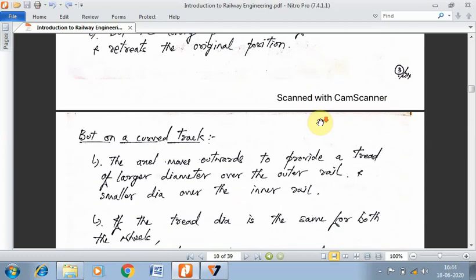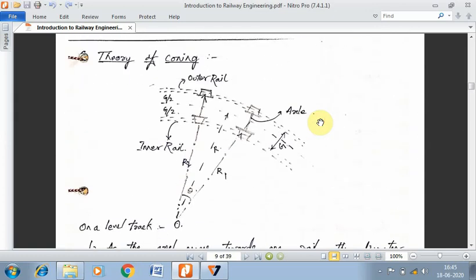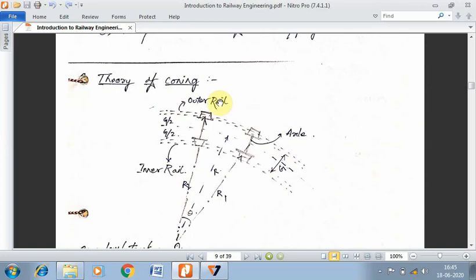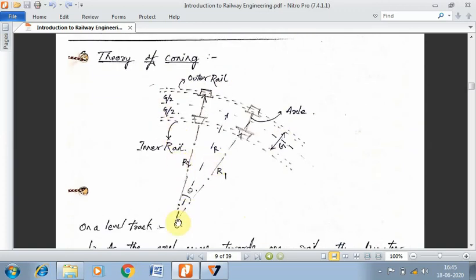But when it comes to a curved track, like how it has been shown in this diagram. Right. Imagine you have a railway track section wherein this dotted line represents the outer rail, and this represents the inner rail. Right. The inner to inner clear distance between the heads of the rail represents G. This is how the gauge is represented, capital G, right? So half of this is G by 2 and G by 2 respectively.